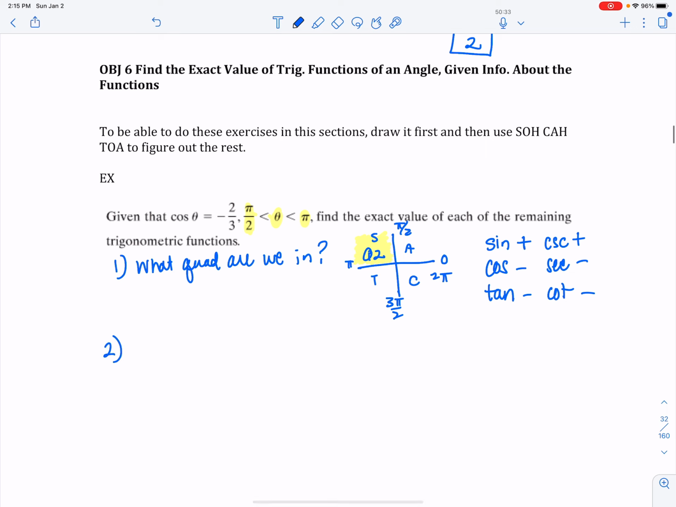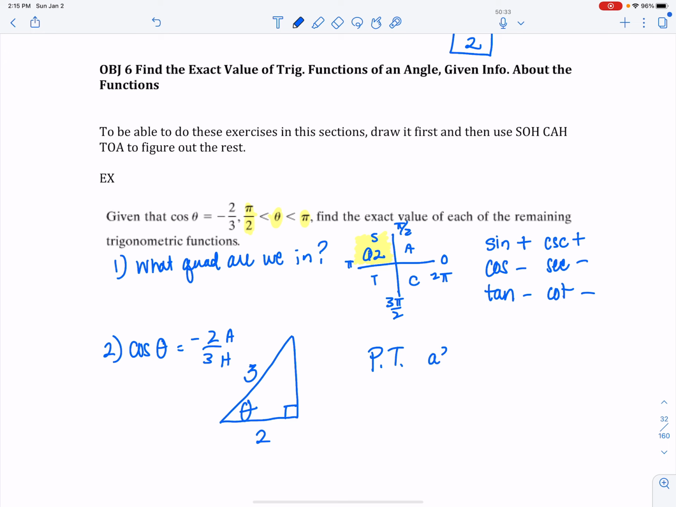Okay? Second step will look familiar from what we did before. We know that cosine is equal to -2/3. Okay? So if I draw a triangle, and by the way, I'm going to go ahead and ignore the negative just for now. If I put theta here, remember cosine is adjacent over hypotenuse. So the adjacent side is going to be 2 and the hypotenuse is going to be 3. I got to find the missing side. So I'm going to use Pythagorean theorem.